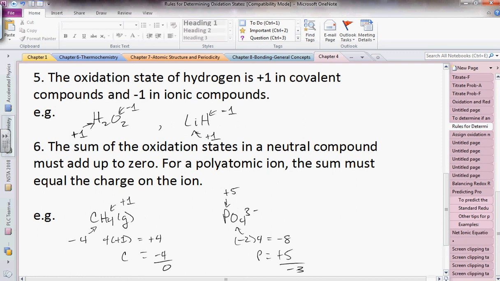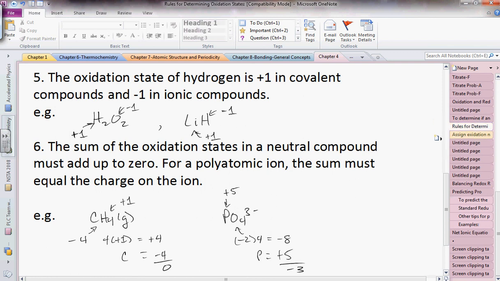So anything that's not hydrogen, oxygen, or fluorine, you're going to have to back calculate to find out what the oxidation state of that atom is in the compound. And again, this is just an accounting system. For covalent compounds, these don't represent actual charges on these atoms. Obviously, for our ionic compounds, the ions do have charges, and so the oxidation state is equal to the charge on the ion.